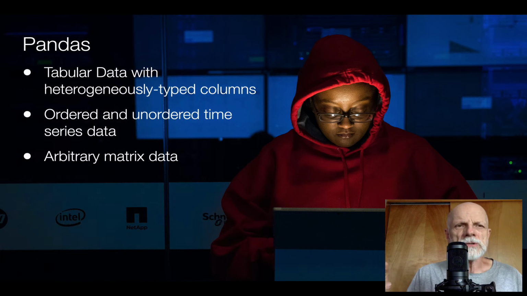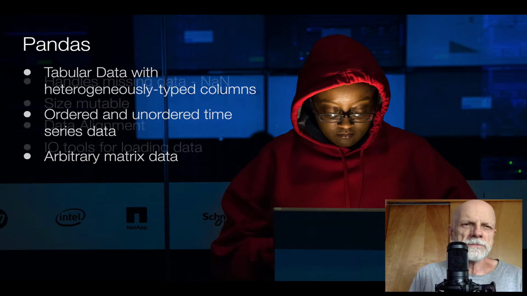So the data structures Pandas has allow us to manipulate tabular data with heterogeneously typed columns. Heterogeneously typed simply means that one column can be string data, another column can be floating point, another integers. It also supports ordered and unordered time series data. So often we're looking at data that relates in time. So we might look at a server log, things like temperatures throughout a year, things along those lines. And it also allows for arbitrary matrix data. So it has a set of very powerful data structures.